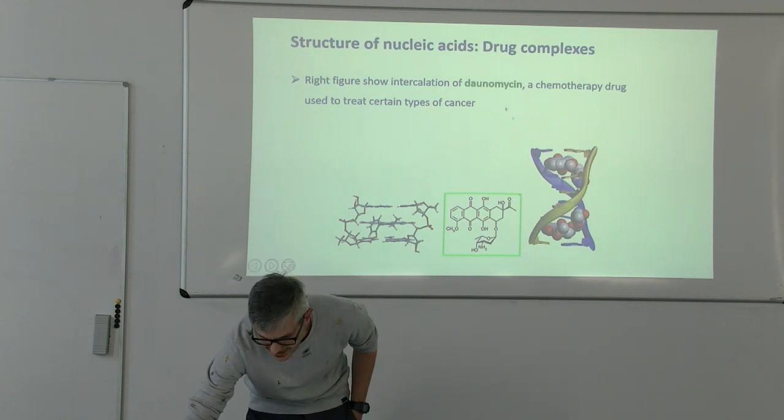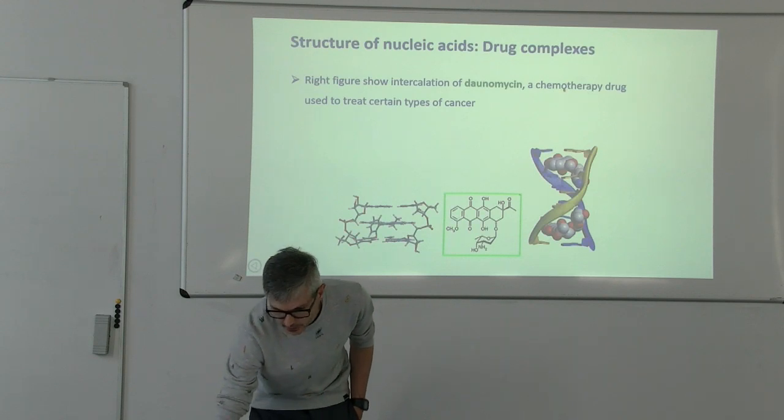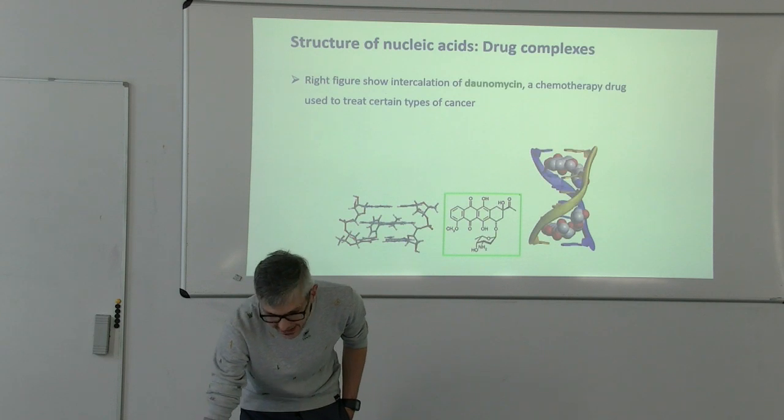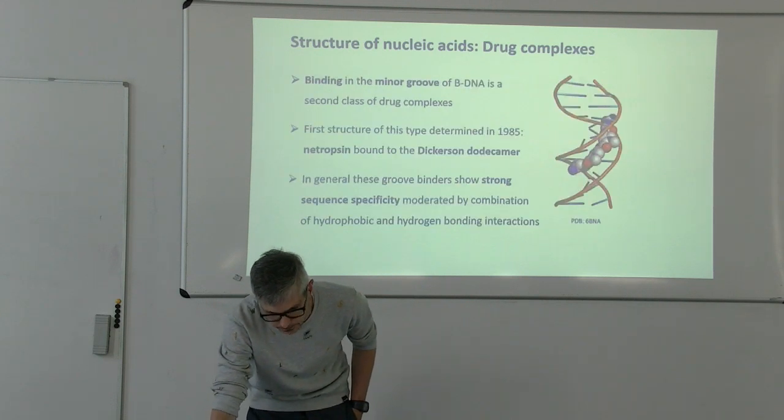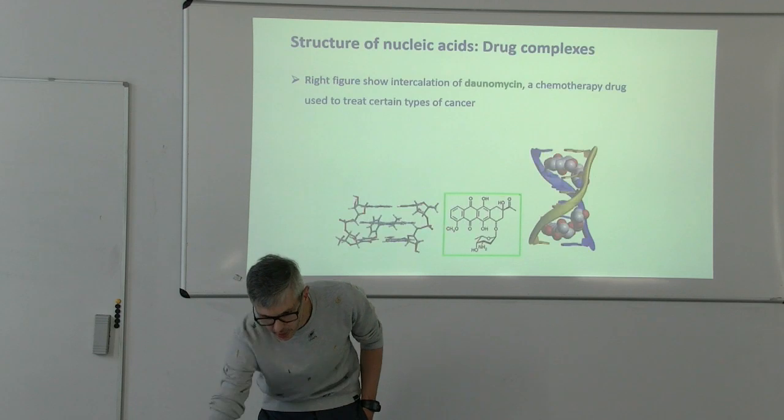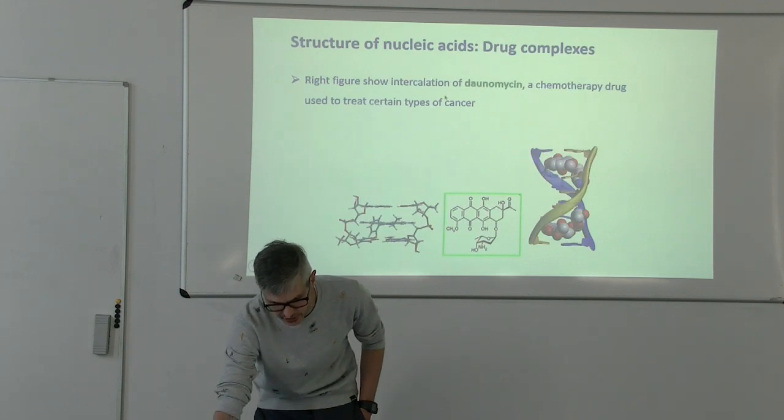Another one then on the right side is daunomycin. This is actually a chemotherapy drug, which can be used to treat certain forms of cancer. It is also an intercalating molecule. So this is one kind of interaction you can have, the intercalation.